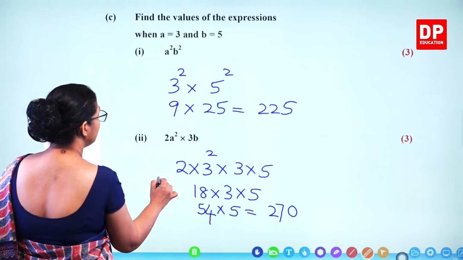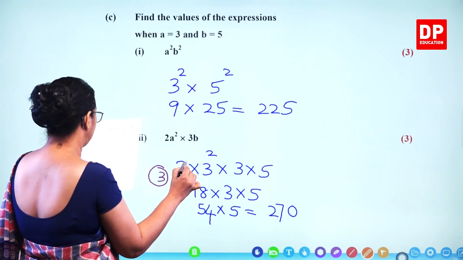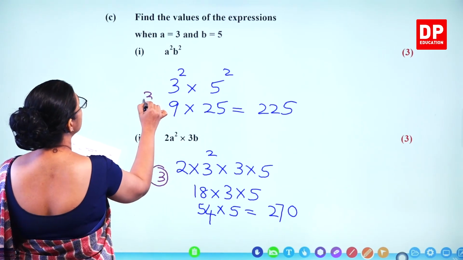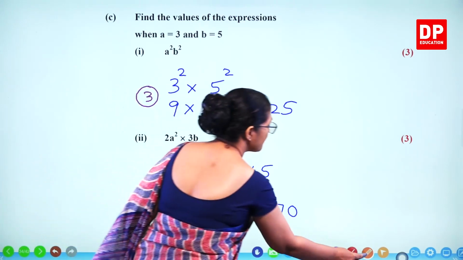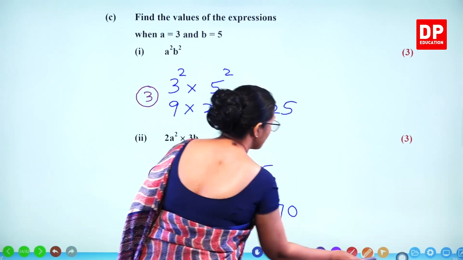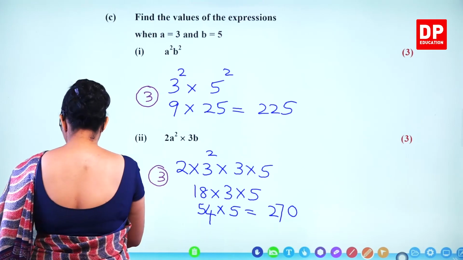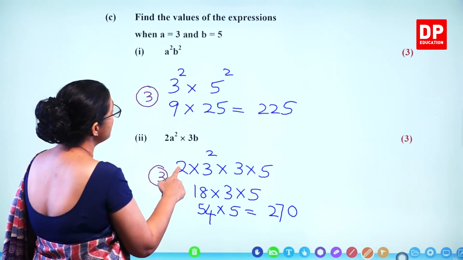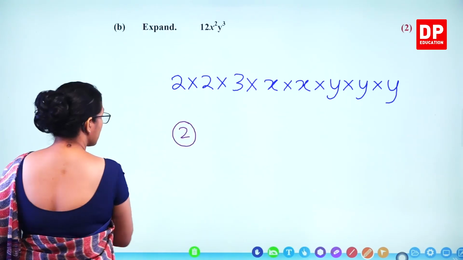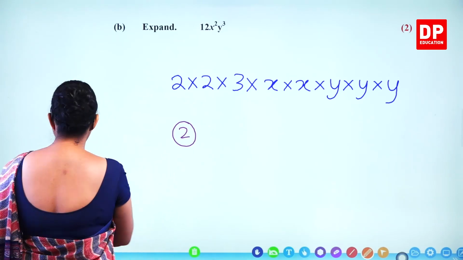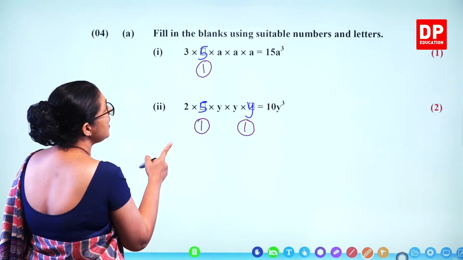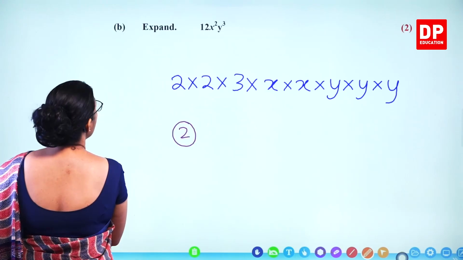3 marks here. And 3 marks here. So we give, let's see, 3 and 3, 6. 6 plus 2, 8. 8 and 3, 11 marks for that.